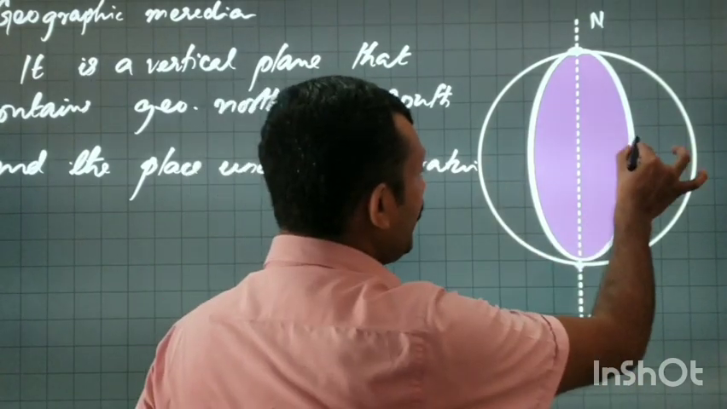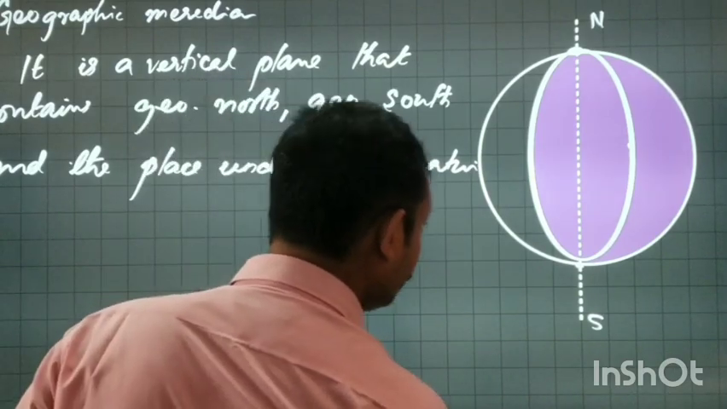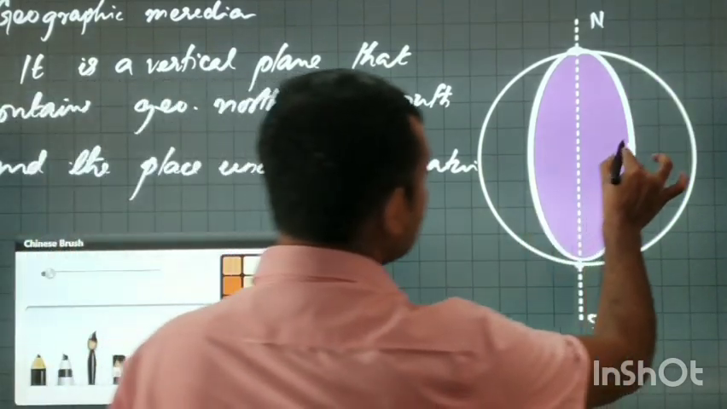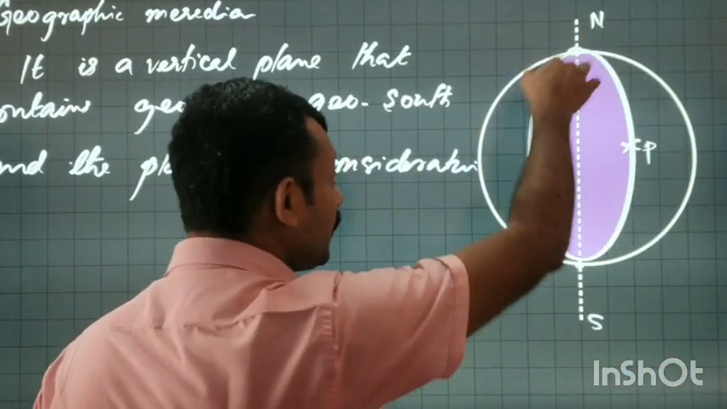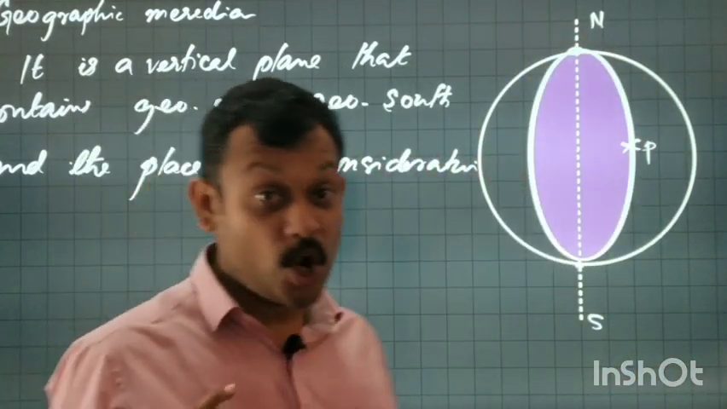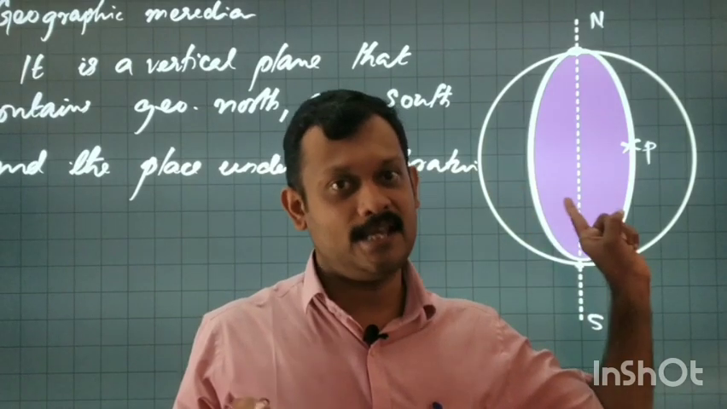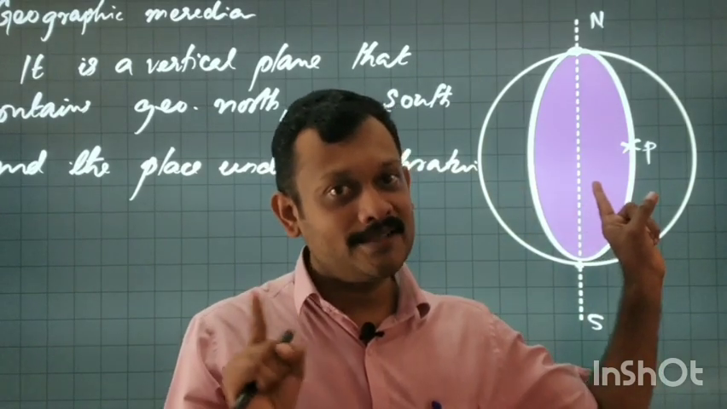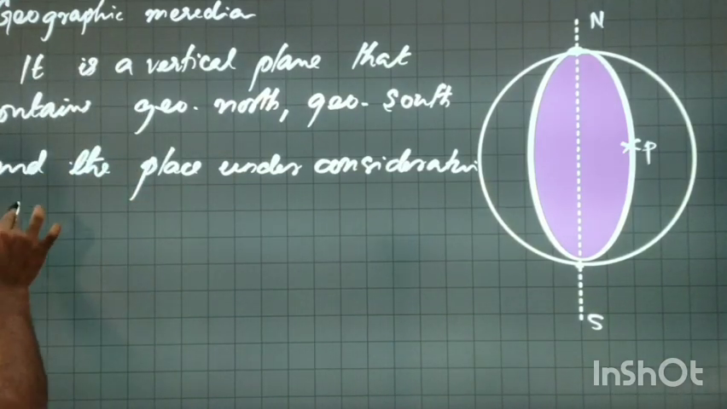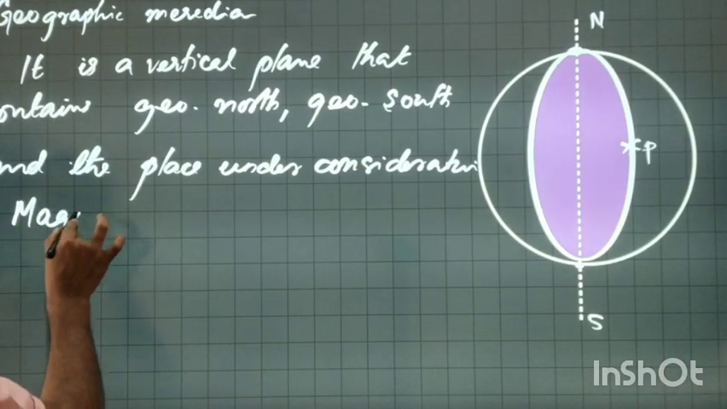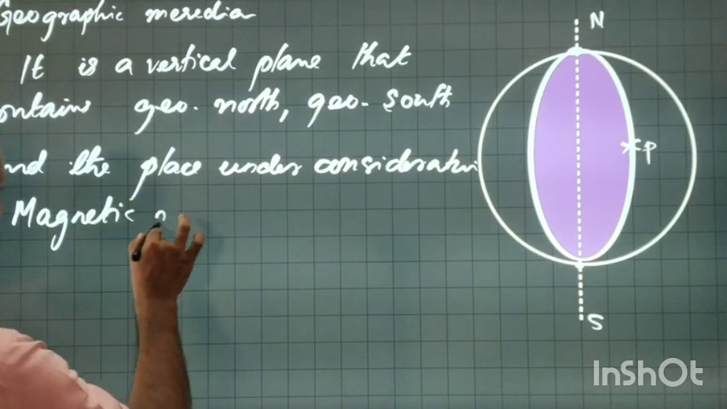Now this is the point P I am taking. So this is the geographic meridian passing through that point P. The geographic meridian through the point P is represented by this plane. Then what will be the magnetic meridian? The second thing I am going to teach you is what is called the magnetic meridian.